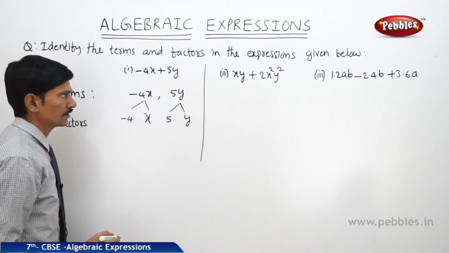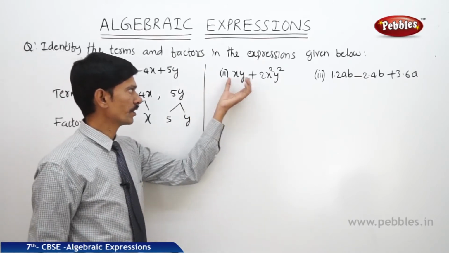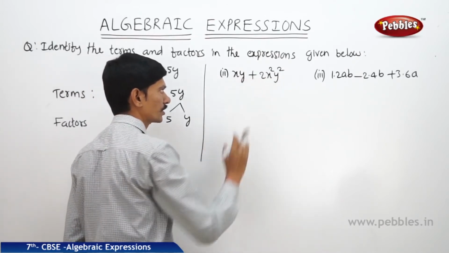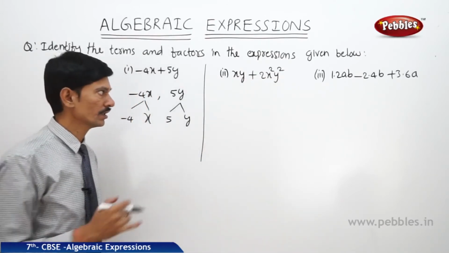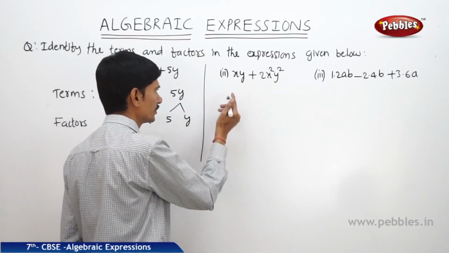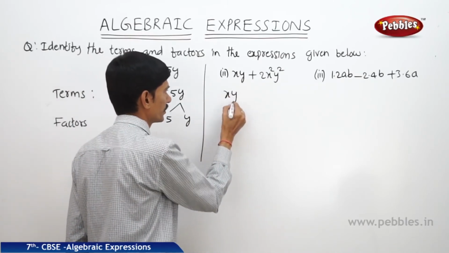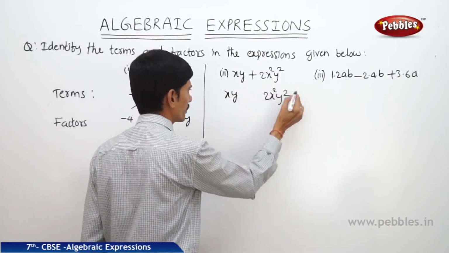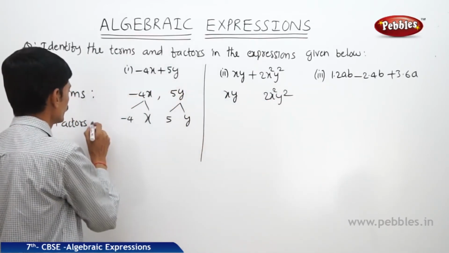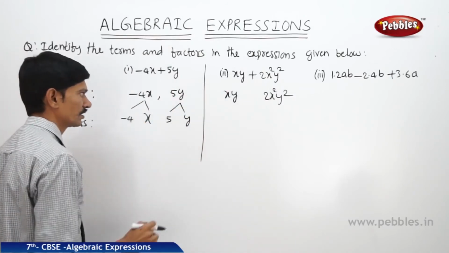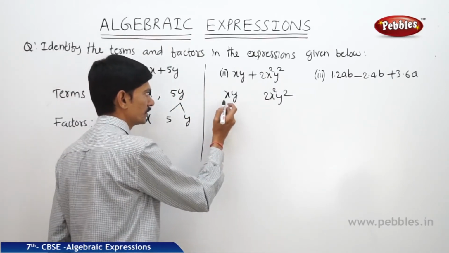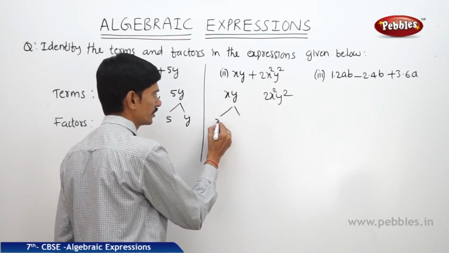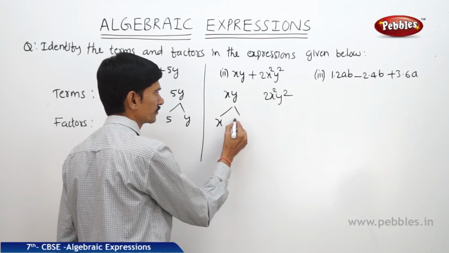Now the second algebraic expression, xy plus 2x square y square. Here it consists of 2 terms, so it is said to be a binomial. In this binomial, the first term is xy and the second term is 2x square y square. So these are the terms of the expression. Now the first term xy consists of two factors. The first factor is x and the second factor is y.